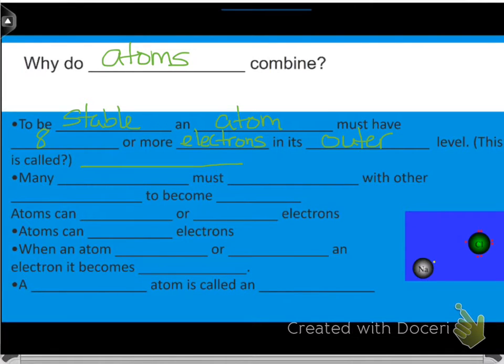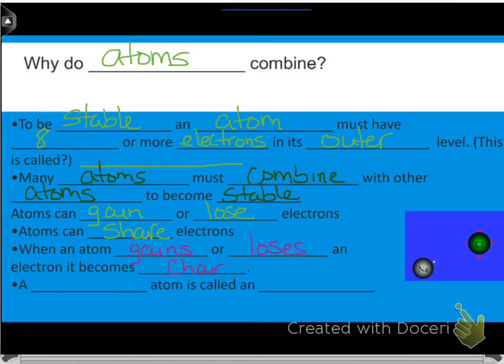Anyways, the outer levels don't all have 8, but in order for them to be stable and to be happy, they're going to have 8. In order to have 8, sometimes they have to combine with other atoms to make them stable. So many atoms must combine with other atoms to become stable. Atoms can gain or lose electrons. Atoms can share electrons. When an atom gains or loses an electron, it becomes charged. A charged atom is called an ion.